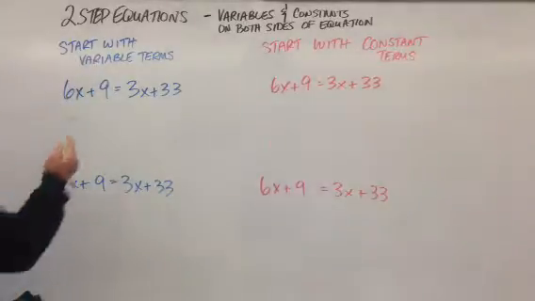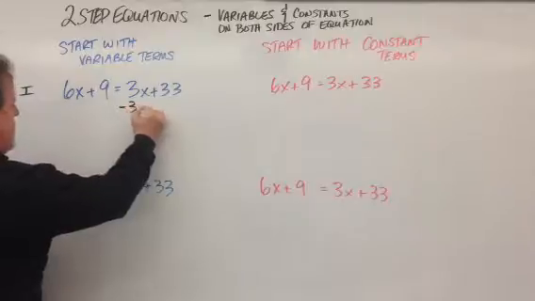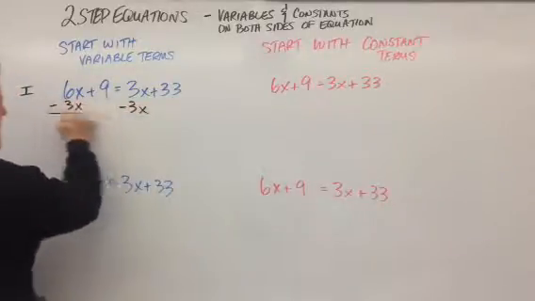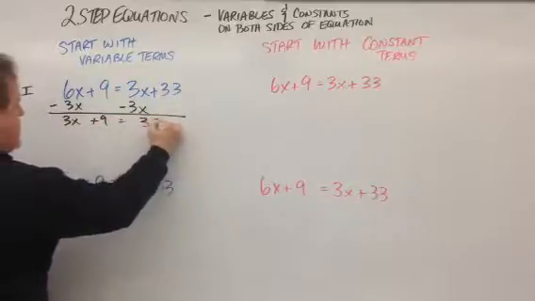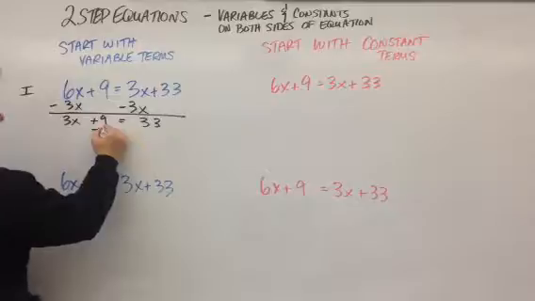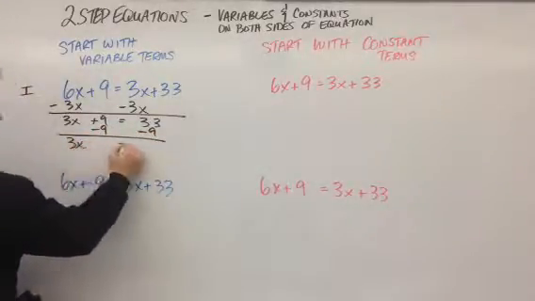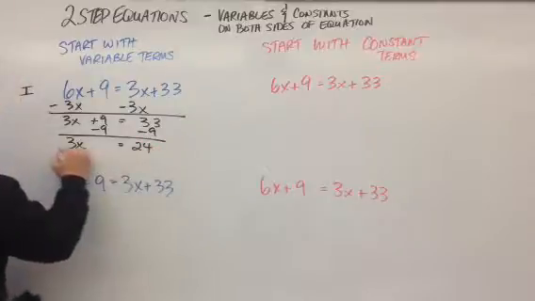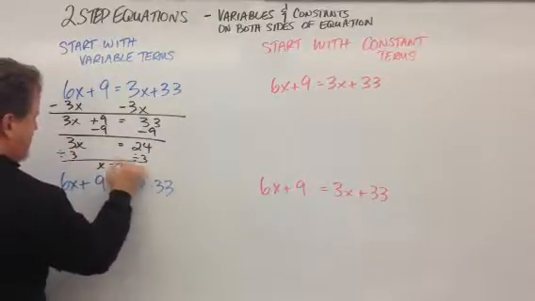Okay. The first option is starting with the variable terms. I could subtract 3x from both sides. That would give me 3x plus 9 equals 33. Now that I've moved my variable terms to the left, I have to move my constant terms to the right. So I'm going to subtract 9 from both sides and be left with 3x equals 24. Divide both sides by 3 and get x equals 8.